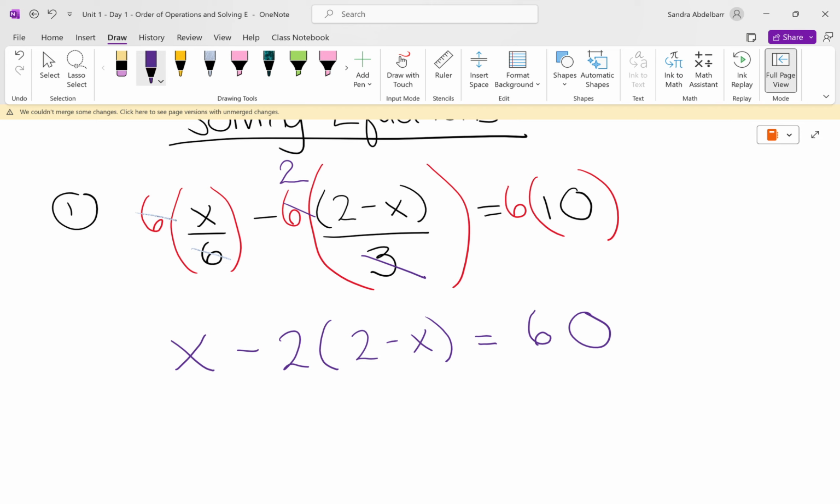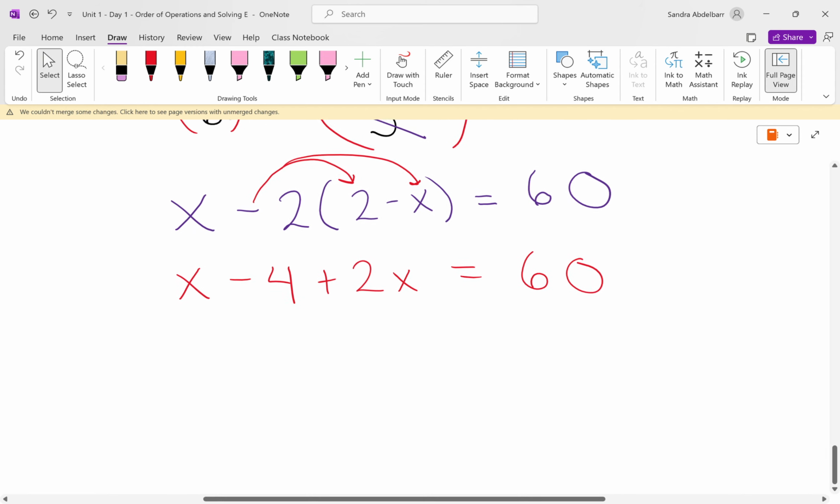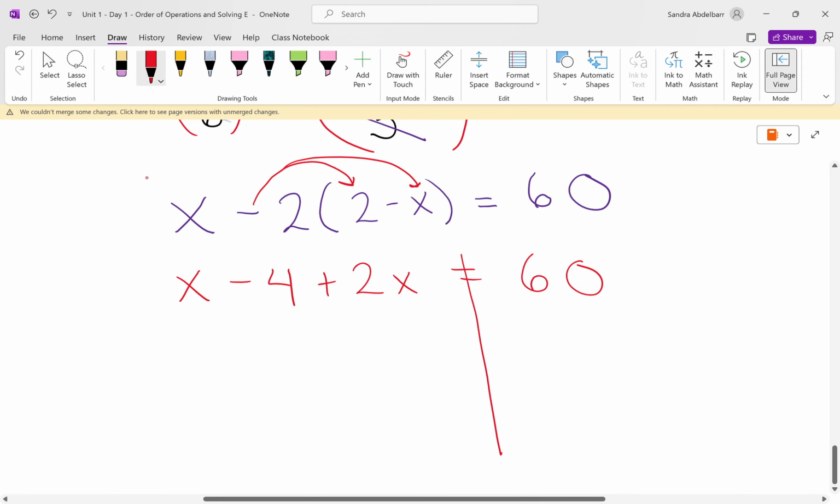Okay. Big thing here. I think probably like 95% of you realize we have to distribute, right? But I'm not distributing a positive 2. What am I distributing? A negative 2. If you distribute a positive 2, not a negative 2, it's going to throw off your whole answer. That is a negative because of that minus sign. So that whole negative 2 gets distributed. So this is x, and then negative 2 times 2 is a negative 4. Negative 2 times a negative x is a positive 2x equals 60.